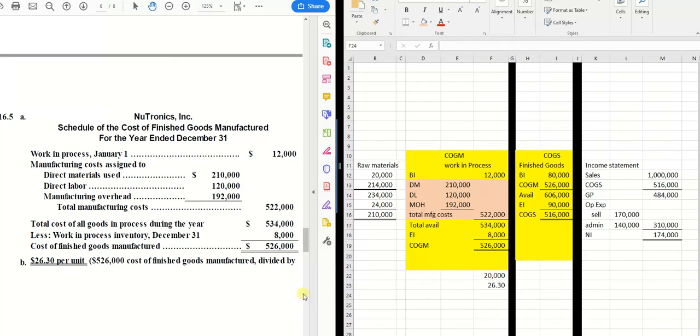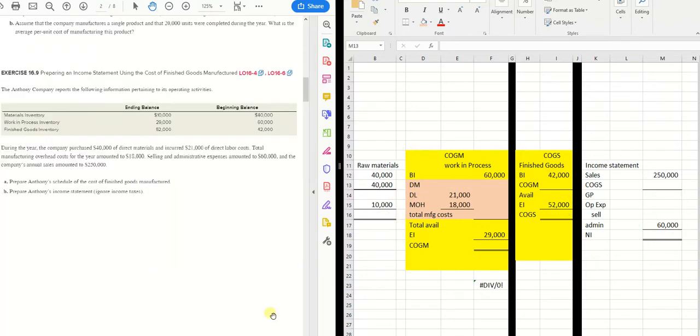Okay, so I'm going to pause this. We're going to go to the next one, and I'm just going to clear the numbers out of this one and reuse it. Okay, so here is exercise 16.9, a statement of cost of finished goods manufactured. The requirement is a cost of finished goods manufactured, so that's this one, and an income statement. What they don't tell us is that we need a cost of goods sold to prepare the income statement. So again, I have simply plugged in the numbers.